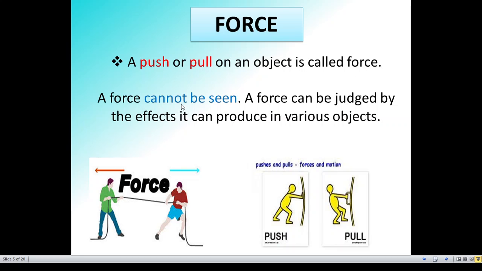A force cannot be seen. A force can be judged by the effects it produces in various objects. Look at this picture. A man pushes the door. That means he applies the force away from his direction. And here another boy pulls the door. That means he applies a force towards his direction.